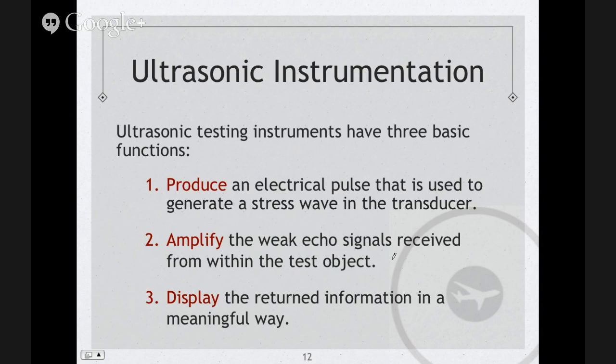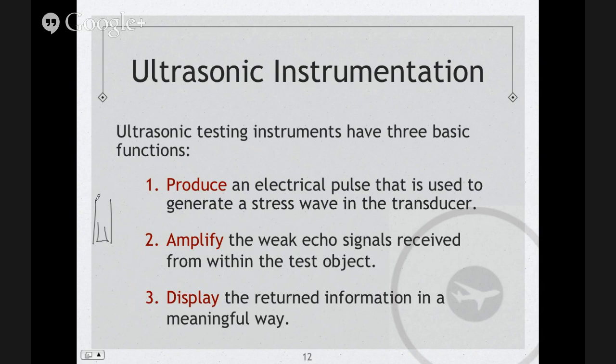Now, once that signal goes into our material, it comes back. It hits our back wall. It comes back into our transducer again, being a pulse echo technique, let's say, or even if it was a through transmission. Once it gets to the transmitter, our signal is going to be very weak due to different factors, such as maybe there's a discontinuity.